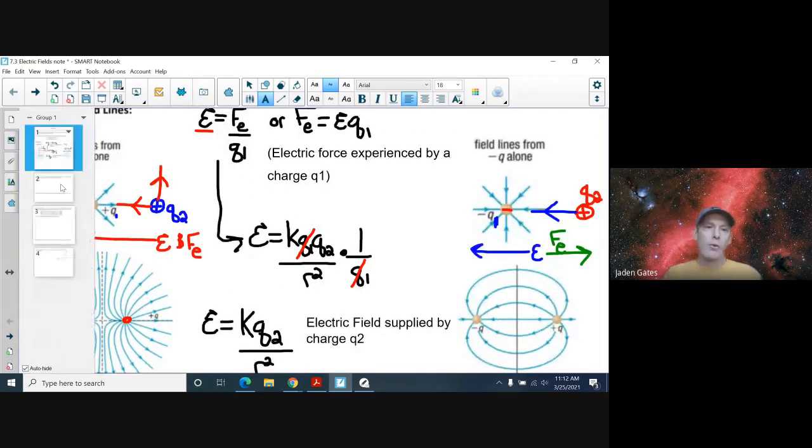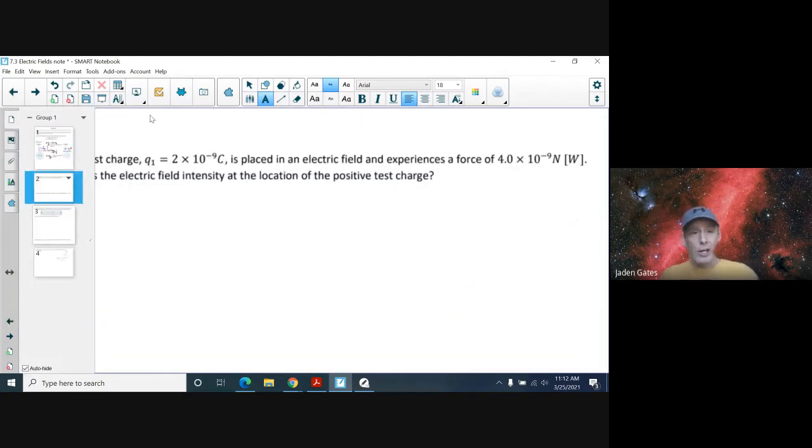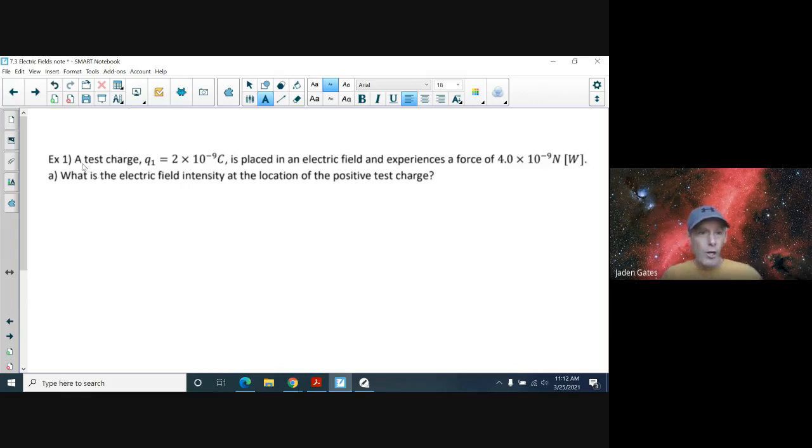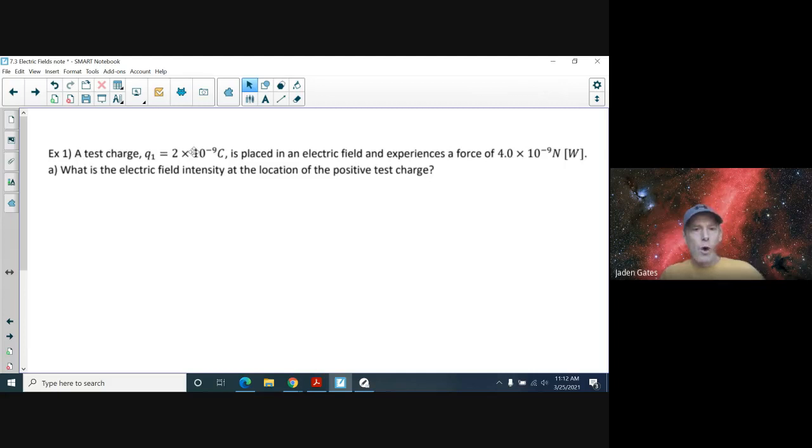Hopefully, let's see what we can do. And if we don't have it down, well, we're going to check it out. All right, so here we go. Example 1. We have a test charge of Q1. So now you've got to remember, hold on with these formulas. It's not about Q1, Q2. It's whether the charge is experiencing the force or supplying the field. All right, so let's get that.